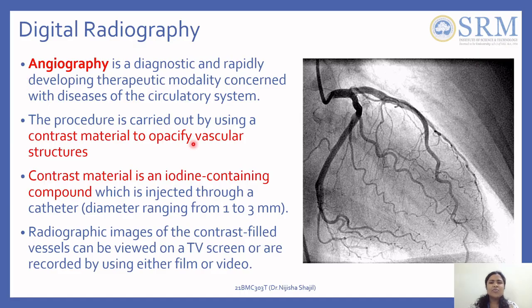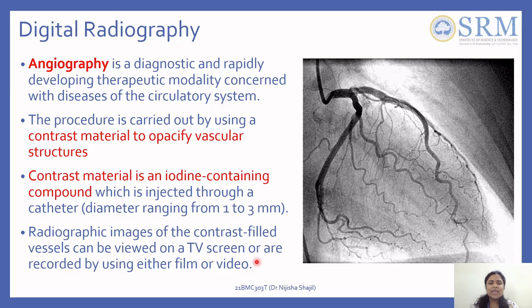In this case, to view the vessels, actually when you try to use x-rays to image the vessel, it is not possible. You cannot image it because vessels are similar to the tissues. So what you're going to do is increase its density so that it reacts well with the x-ray by giving a contrast agent. So you're going to give a contrast material to opacify the vascular structure. The material usually used is iodine. Iodine is a very, very common contrast agent.